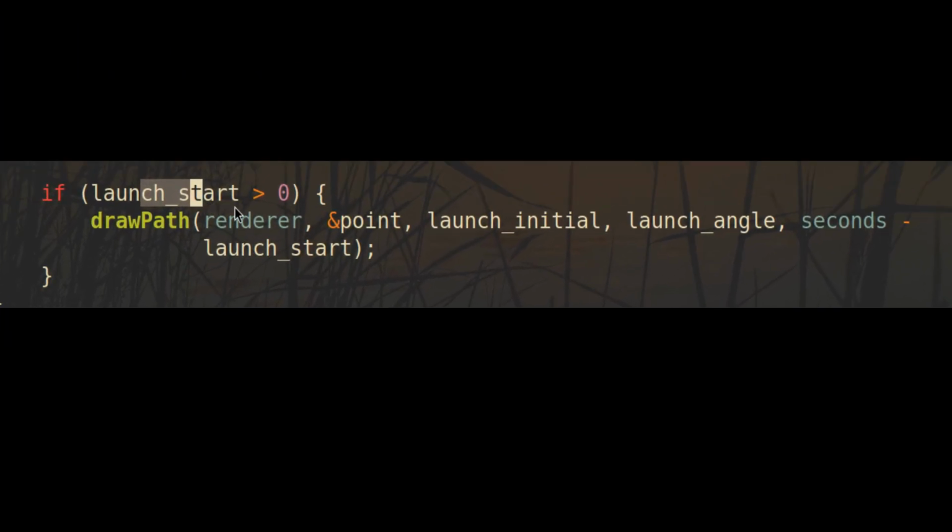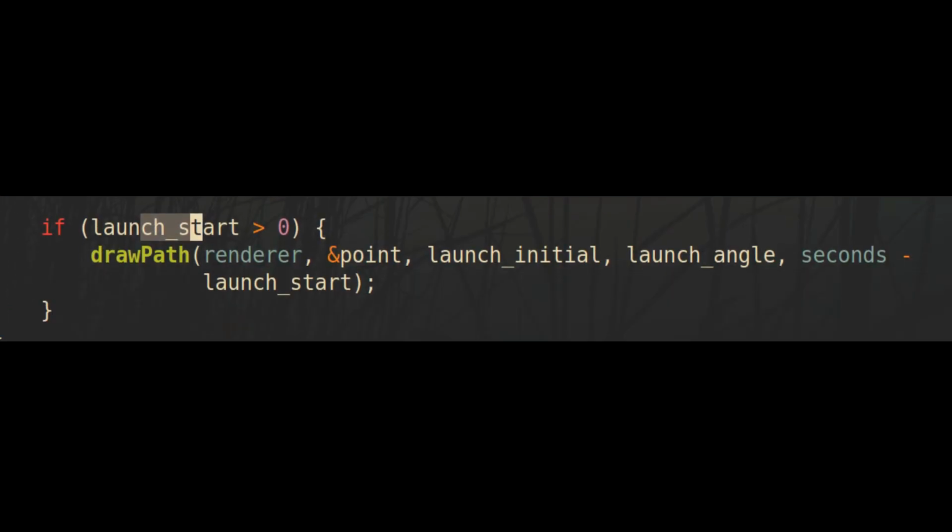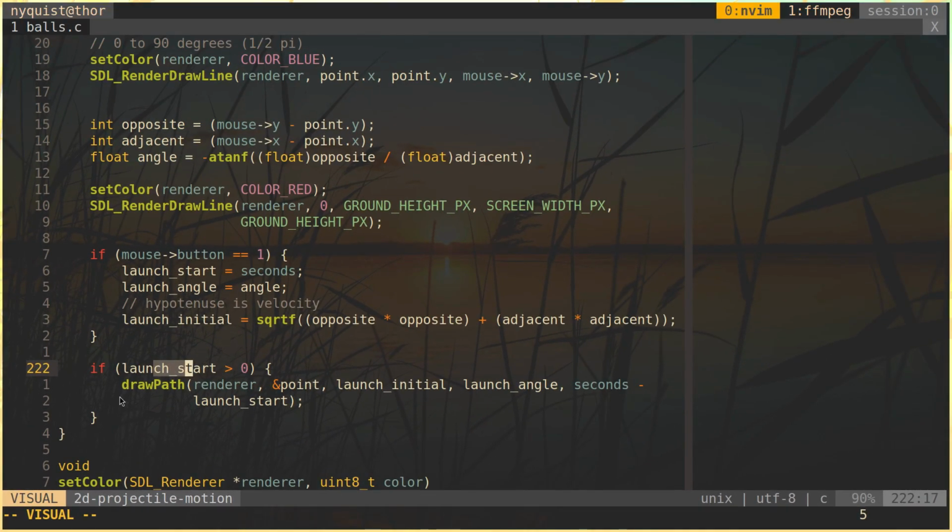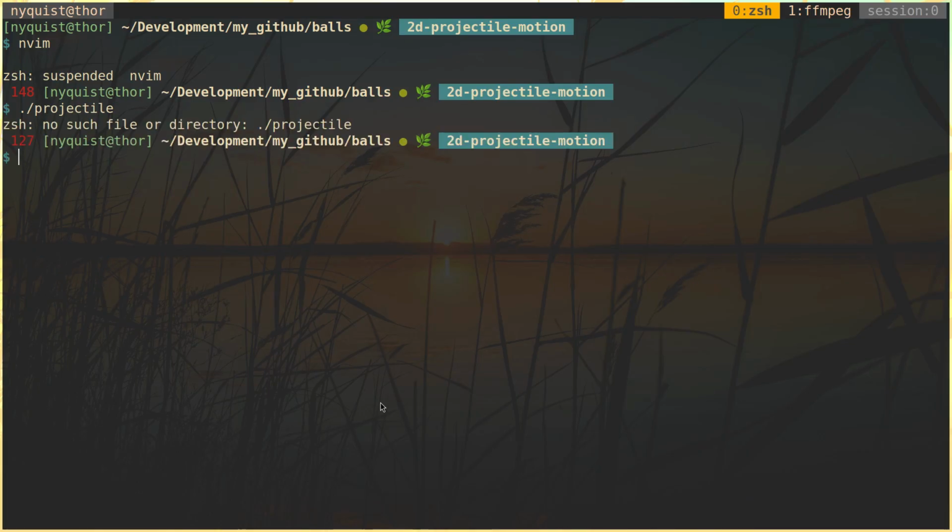And then we're going to see if launch start is greater than 0, and that's the time that it started, then we're going to start drawing our circle. And that's pretty much it. This is kind of what the program looks like.